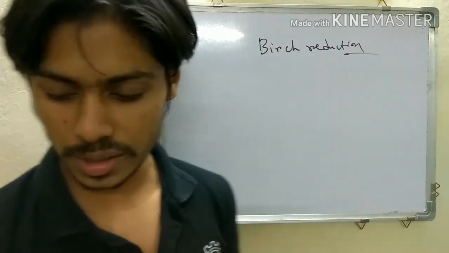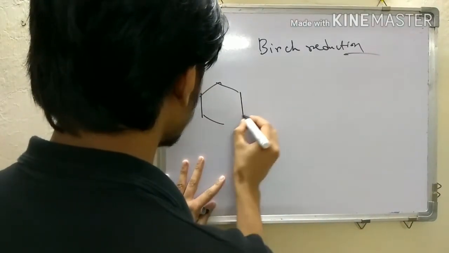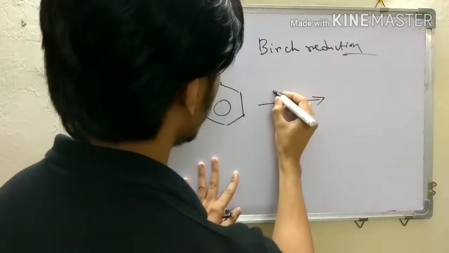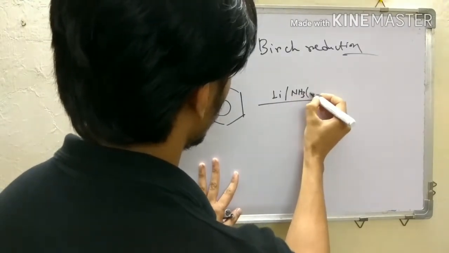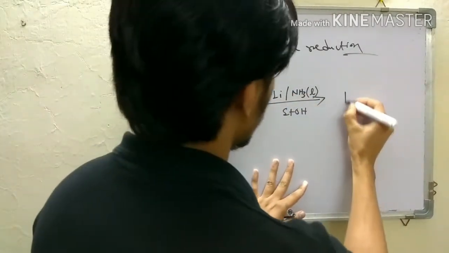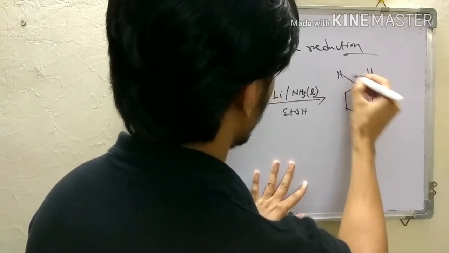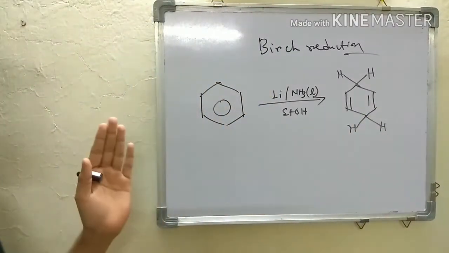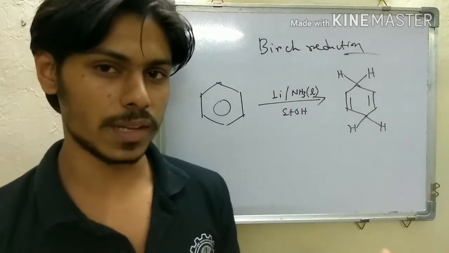So what is the Birch reaction? When you react any aromatic compound, I am taking this simple benzene for my first example, with, let's say, lithium in liquid ammonia and ethanol, or you can use sodium, you will get this non-aromatic product, right? So this is the Birch reaction, and this is the application of the dissolving metal.